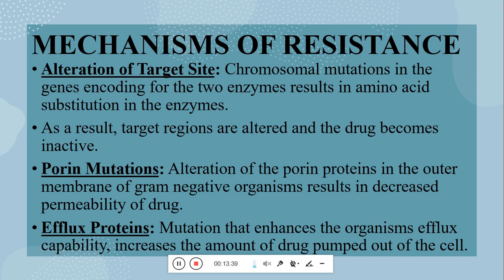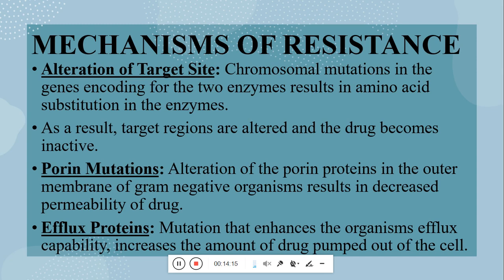Chromosomal mutations in the genes encoding for the two enzymes, the DNA gyrase and the topoisomerase IV, result in amino acid substitution in the enzymes. The target sites are altered in both enzymes, and because of this alteration, the drug becomes inactive. The drug can no longer bind to DNA gyrase or to topoisomerase IV, and so obviously the drug becomes inactive.